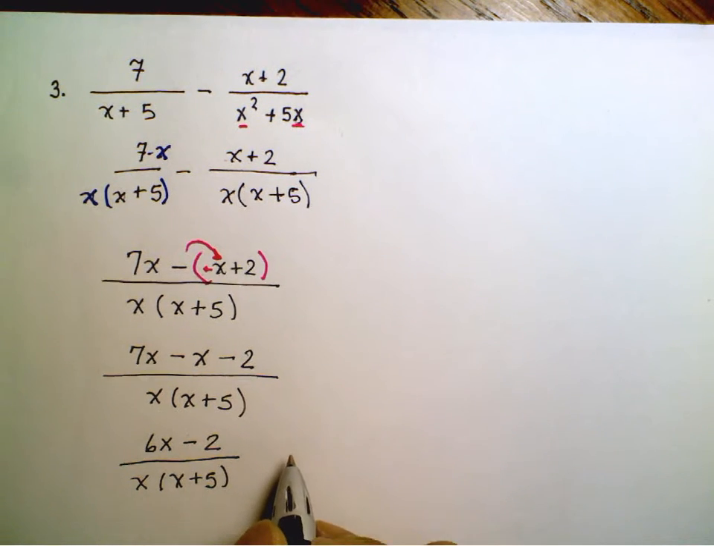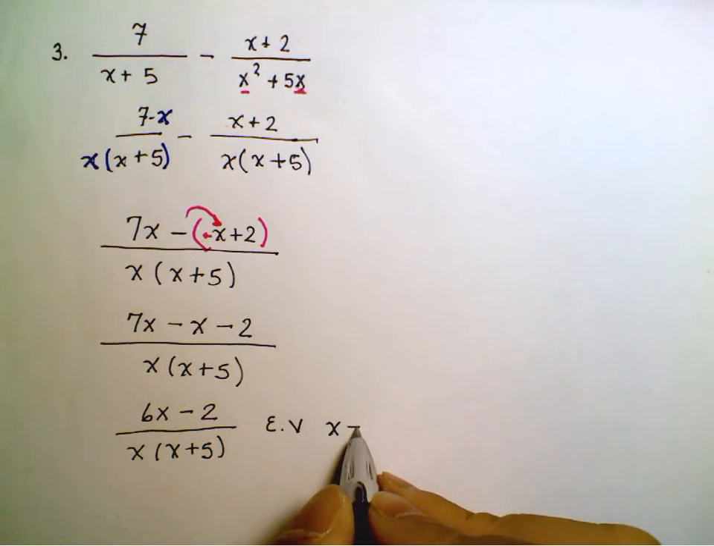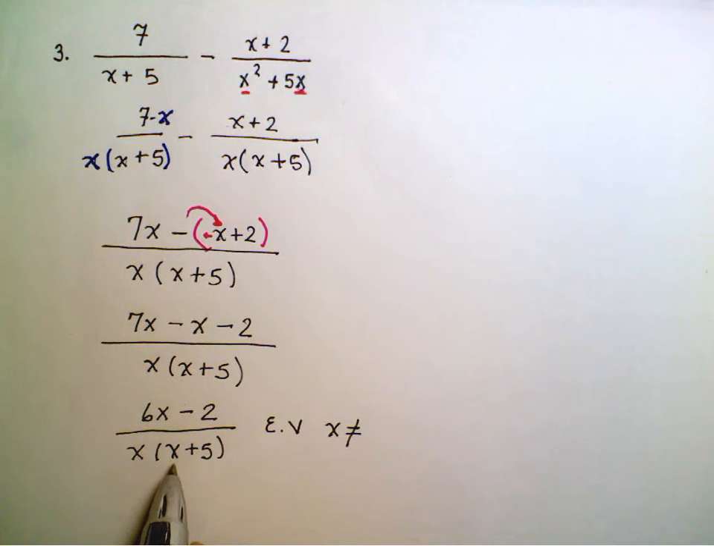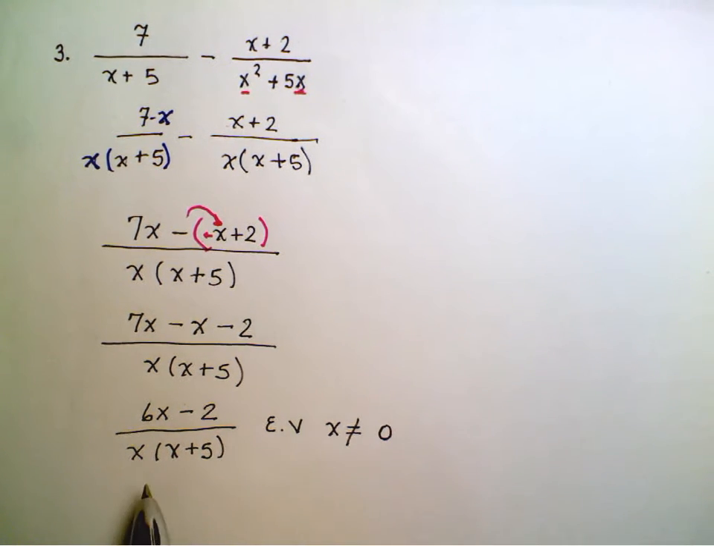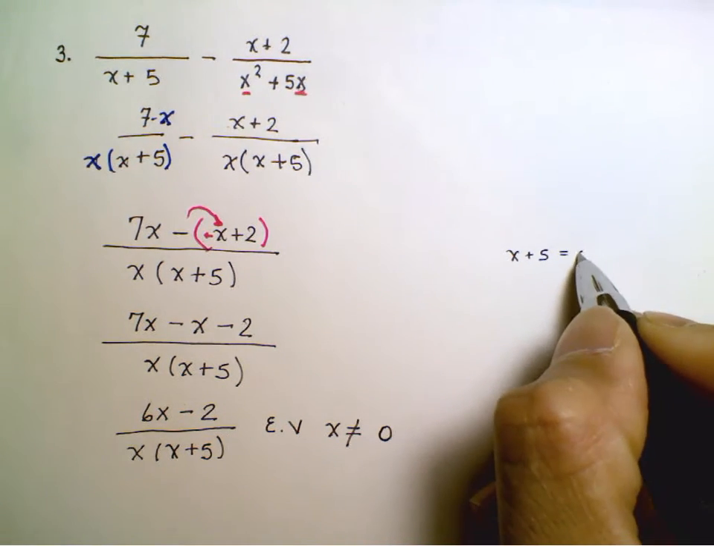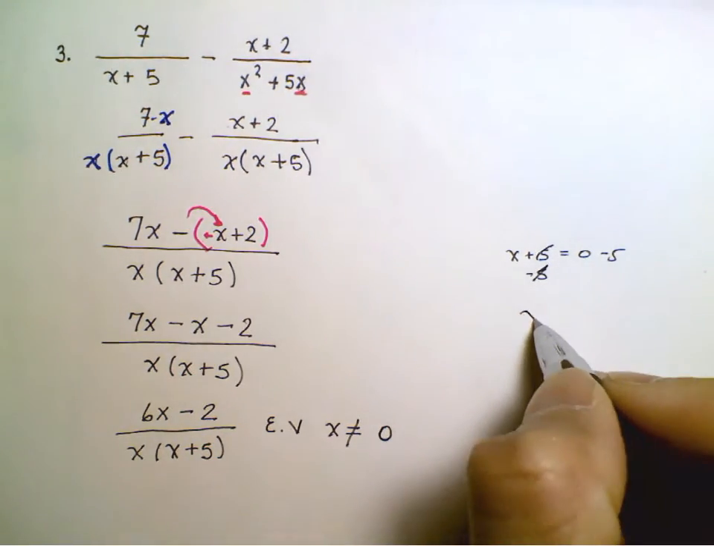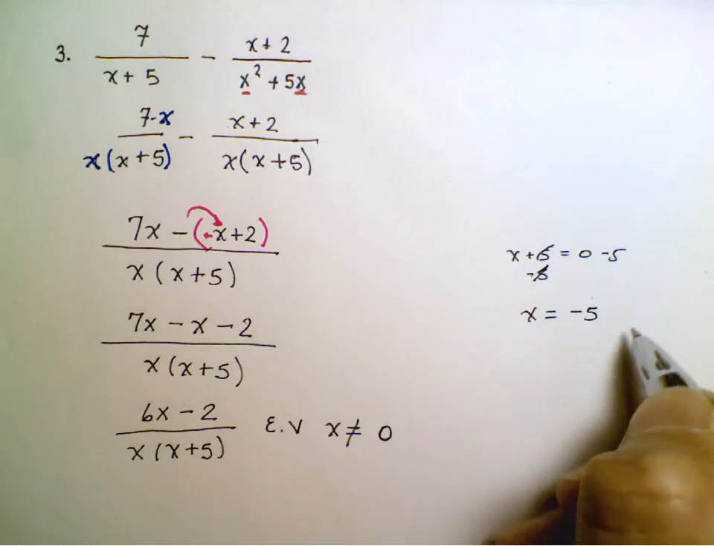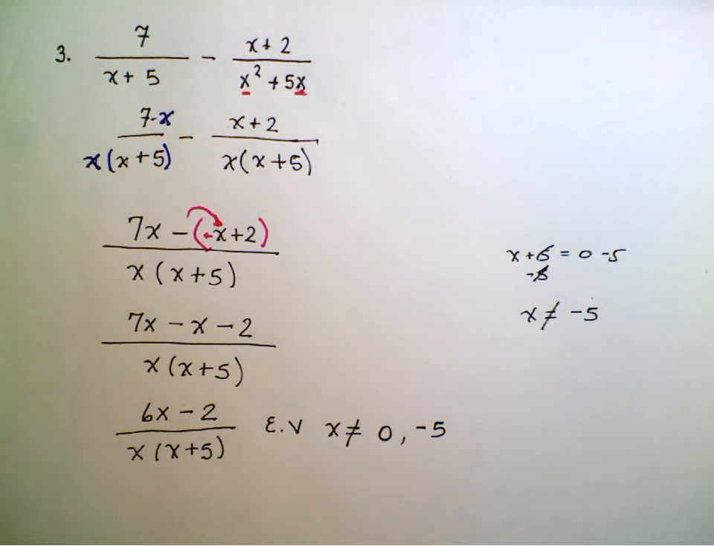Now, let's calculate the excluded values. Excluded values are when x is different than the number that makes the denominator 0. So for example, if I have x, which number is going to make x equal 0? There is only one value. In this case it is 0. Then I have x plus 5. How do I find the excluded value? I'm going to do it here. So I have x plus 5 equals 0. If we subtract 5 from both sides, then I have x is equal to negative 5. So this is my excluded value. So x has to be different than negative 5.